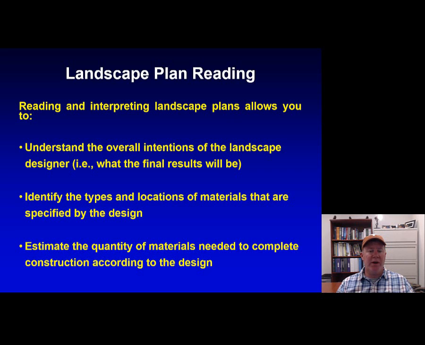It's also going to identify the location of items such as the backflow, the irrigation controller, and the locations of each head throughout the property. You're going to be able to estimate the quantity of materials needed to complete the construction project according to the design. So you'll be able to figure out how many linear feet of pipe, how many heads are on the plan, how much square foot of seeding is to be done, how many cubic yards of mulch you may need, how many cubic yards of concrete you may need.